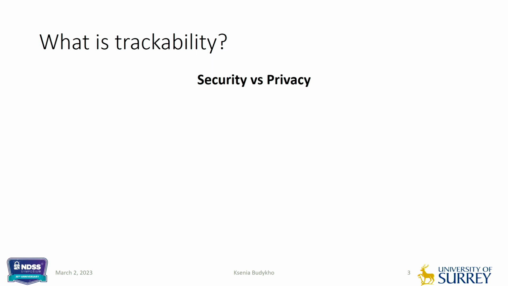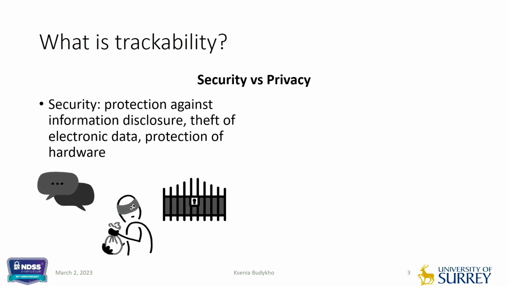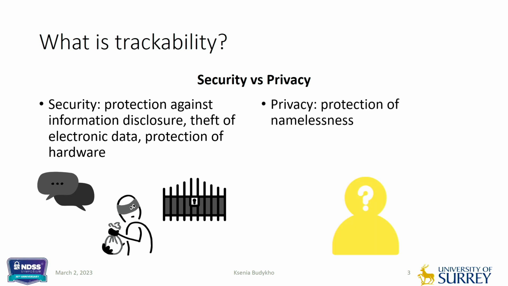To answer that, we look at the notions of security versus privacy, and security is the more known term in the sphere of computer science. So it represents the protection against information disclosure, so the theft of electronic data, and potentially even the physical protection layer of hardware. Privacy, however, is the more relevant term for our work.